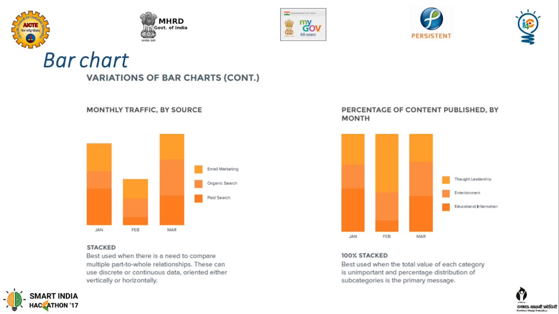Sometimes what happens in case of stack bars, we are not interested in actual facts, meaning values, but we are interested in percent over the whole value. 100% stacks are best used when the total value of each category is unimportant, and percent distribution of the subcategories is the primary message. In that case you will use 100% stacked bars.